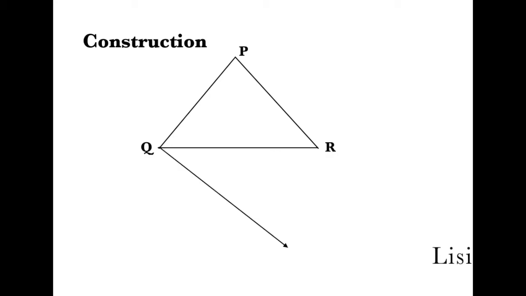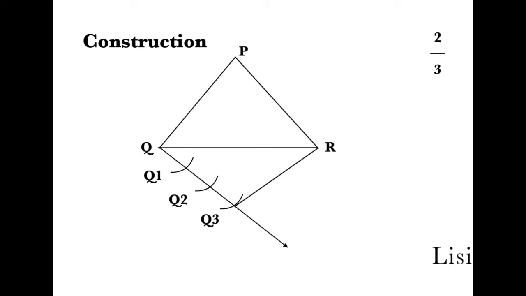Draw a line. Mark here Q. Draw a triangle. Name it as PQR. Now draw a ray below QR. And you see here which is bigger, 2 or 3? 3 is bigger one, isn't it? So from Q you cut 3 arcs. Now name it as Q1, Q2 and Q3. In denominator you have 3, isn't it? So join this Q3 with R.